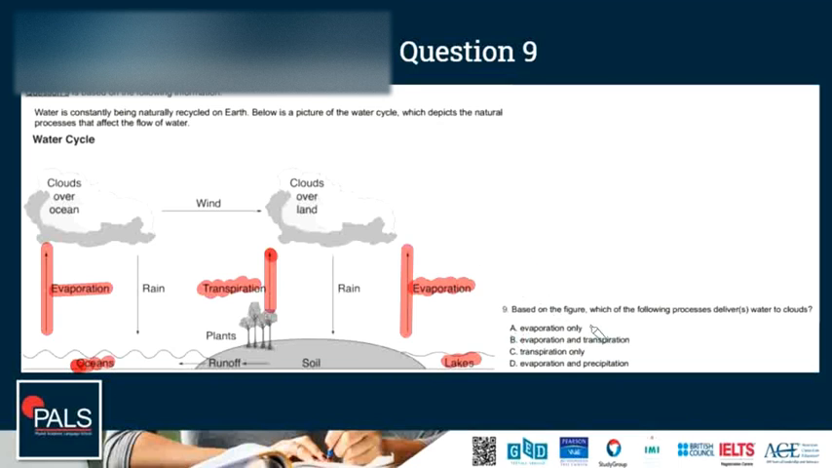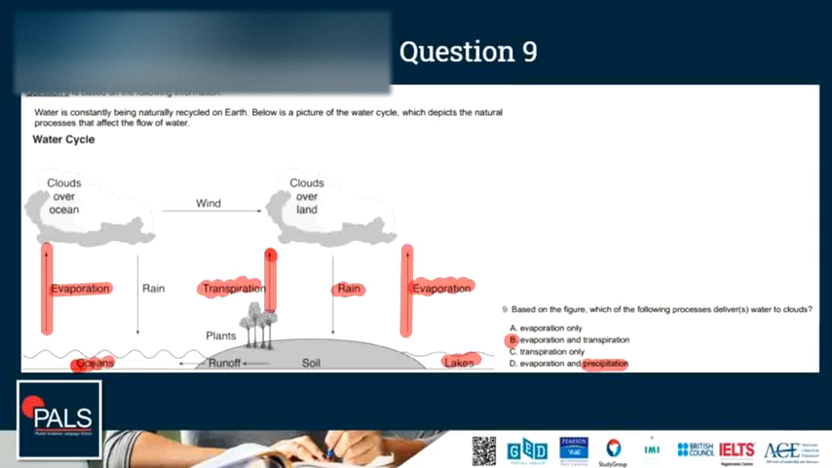So, based on the figure, which of the following processes delivers water to clouds? Evaporation only? Nope, that is not true. Evaporation and transpiration? Yes, that must be correct. Transpiration only? No, not without evaporation. And precipitation? That is wrong. Precipitation is another term for rain. Precipitation is raining. Okay.